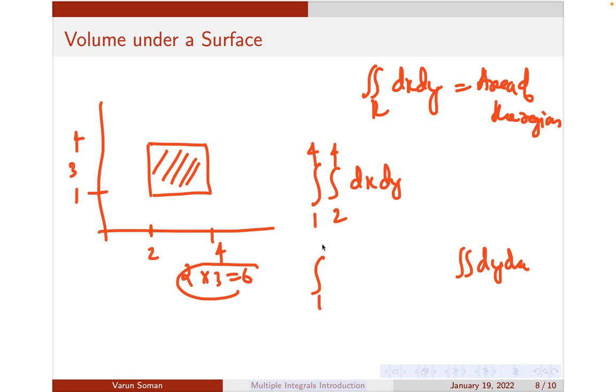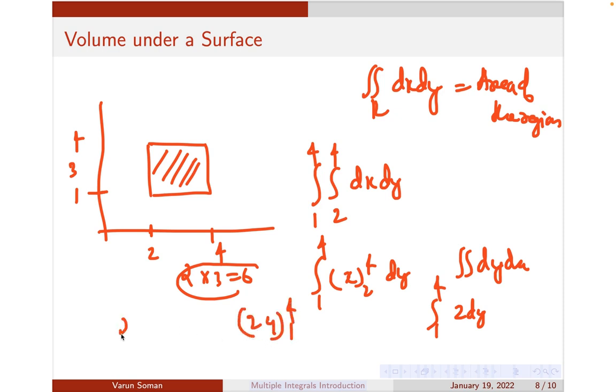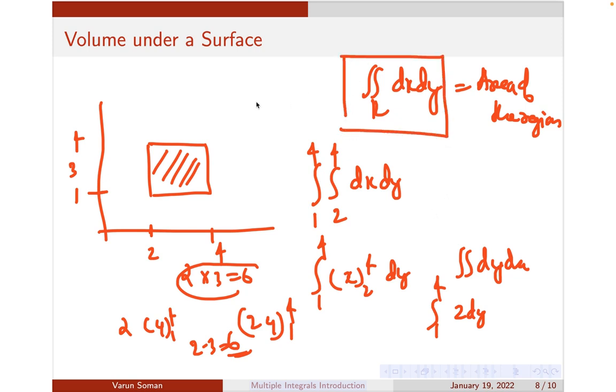You will get this as integral 1 to 4. Integral of dx is actually just x. So you will be getting x in the limits 2 to 4 dy. So that is, you will be getting integral 1 to 4 of 2 dy. Again, when you integrate, you will get this as 2y in the limits 1 to 4. So that is 2 into 3, which is again 6. So remember, this dx dy will always give you area. So you can write this as a result now.